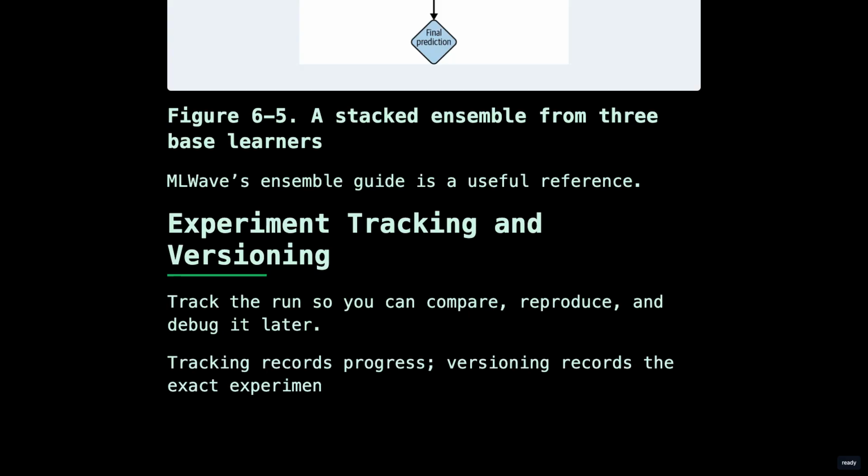Experiment tracking focuses on what happened during training, while versioning focuses on preserving the exact ingredients of the run. In practice, the two overlap a lot, which is why tools in both categories now tend to support both capabilities.